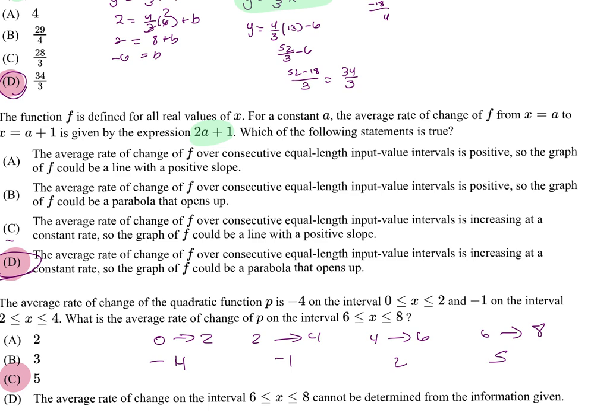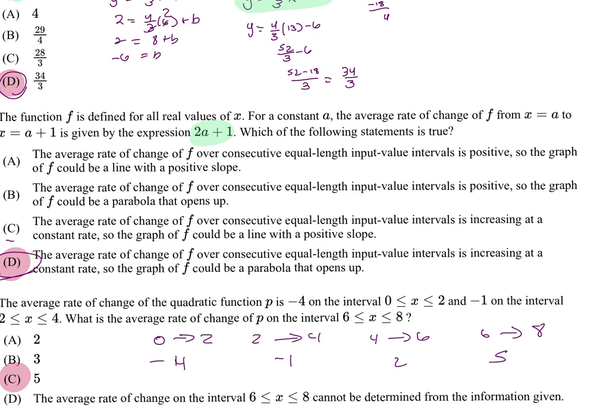That's the hope. All right, 3 says the average rate of change of the quadratic function p is -4 on the interval from 0 to 2, and then -1 on the interval from 2 to 4. What's the average rate of change of p on the interval of 6 to 8? So the rate of change is going to be the same, right? So if I go from -4 to -1, I'm going up 3. The trick here was what? How'd they get you?